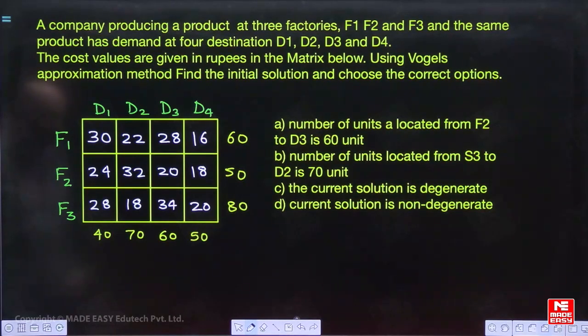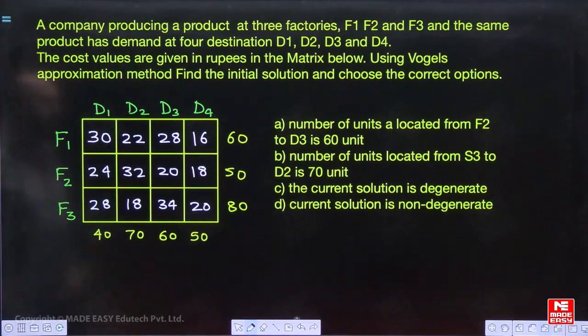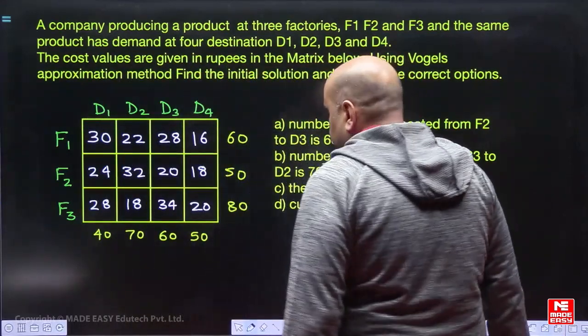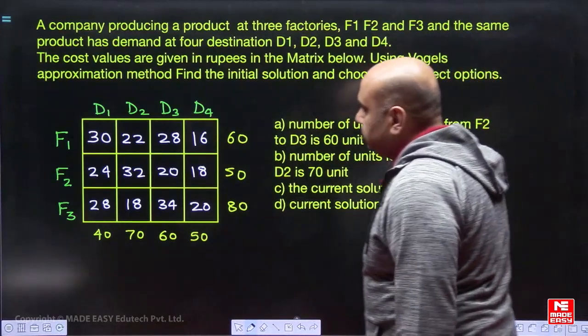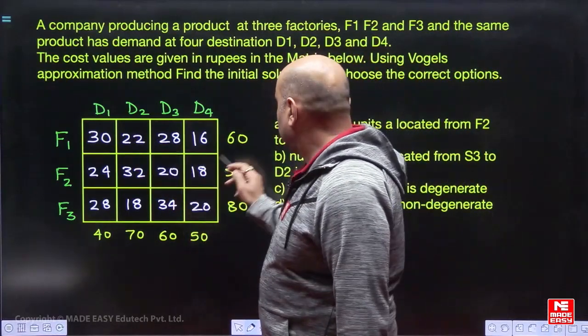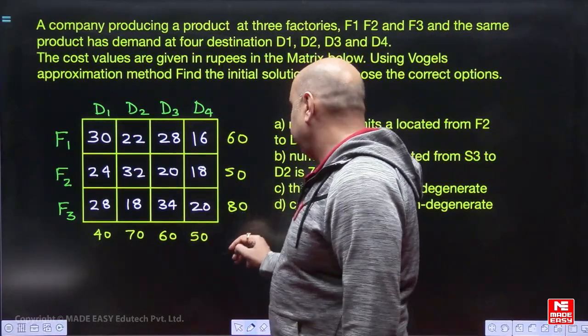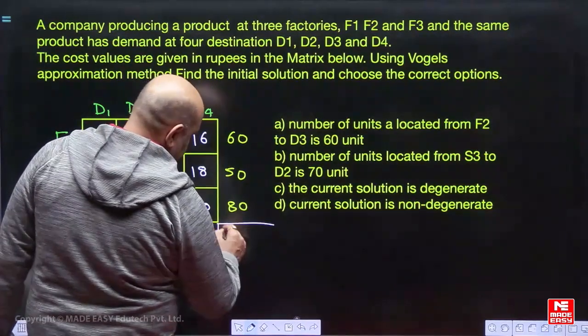So this is an MSQ, multiple select question. First of all, we have to solve it by Vogel's approximation method and then we'll get the solution here. First of all, we have to check whether the problem is balanced or unbalanced. The first step is always to check whether the problem is balanced or unbalanced.